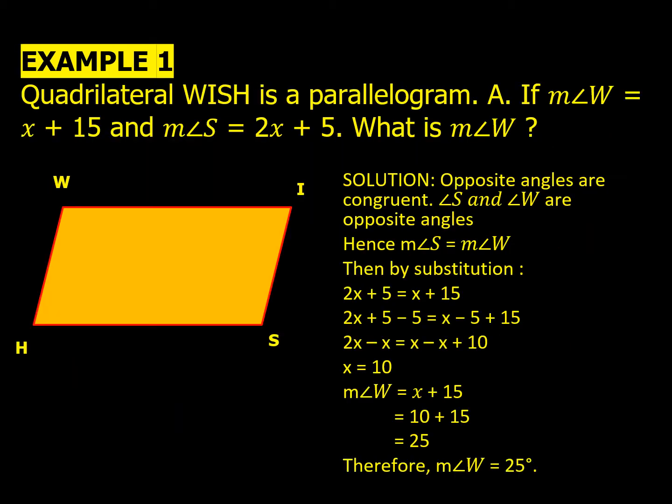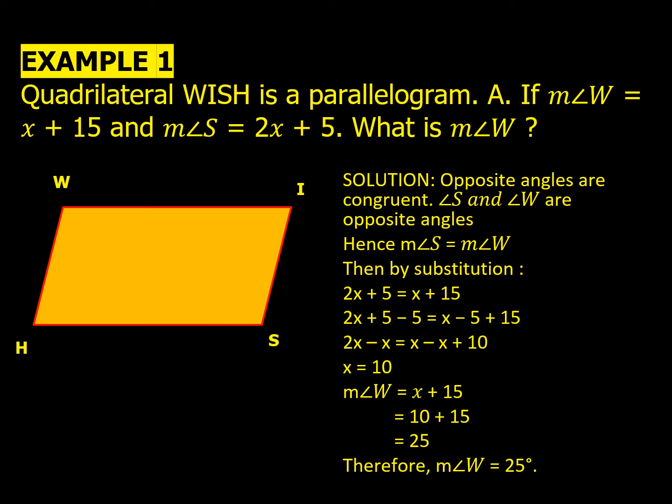Okay, so we have the first example. Quadrilateral WISH is a parallelogram. If the measure of angle W is equal to x plus 15 and the measure of angle S is equal to 2x plus 5, what is the measure of angle W? So, solution.